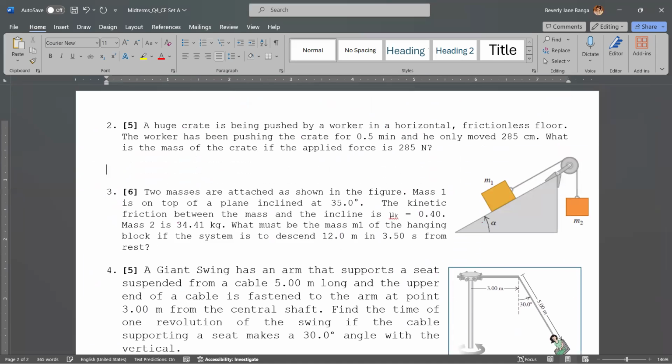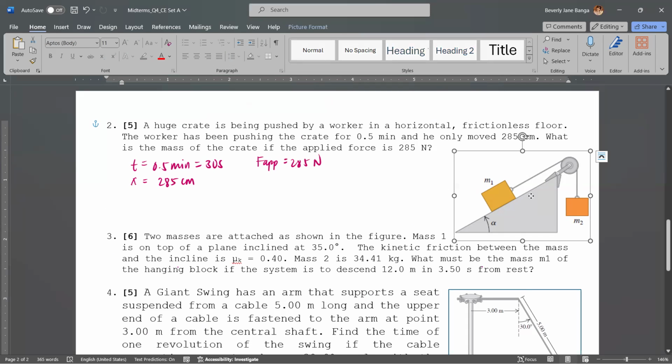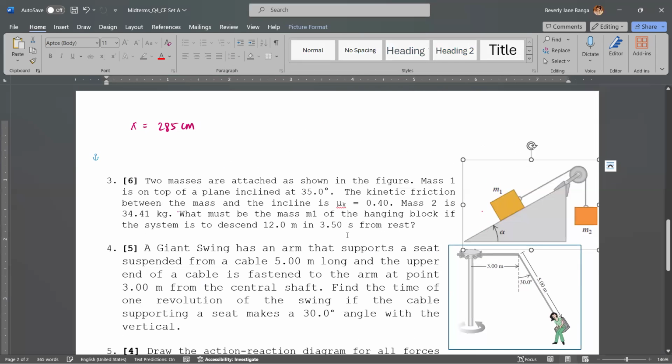So this one's very easy as well. A huge crate is being pushed by a worker on a horizontal frictionless floor. The worker has been pushing the crate for 0.5 minutes, so you have time is 0.5 minutes, or basically 30 seconds. And the distance it moved is only 285 centimeters. What is the mass of the crate if the applied force is 285 newtons? By the way, this is not the photo, so don't assume that. This photo is for this one.